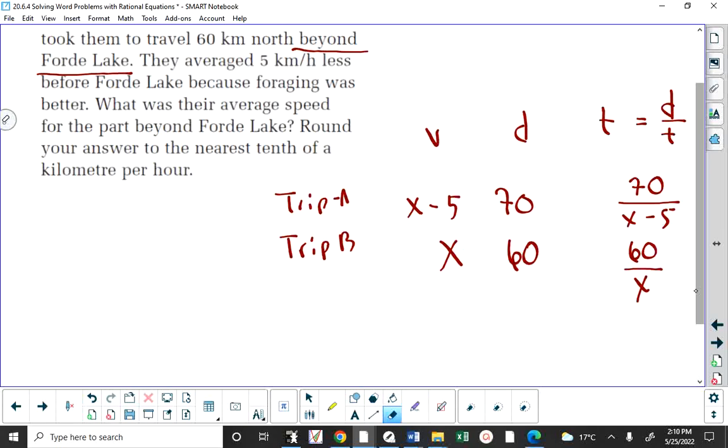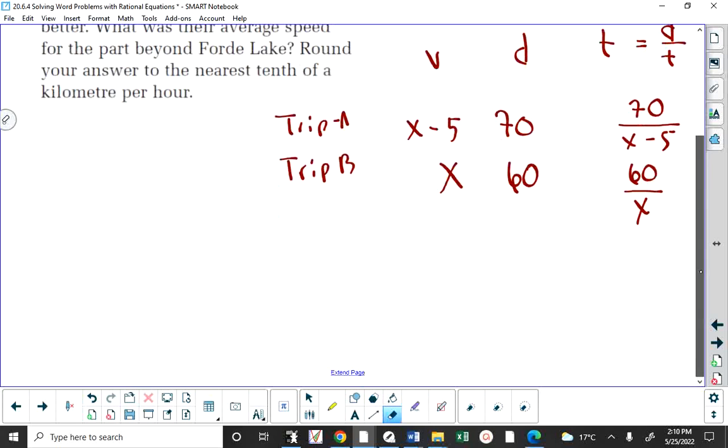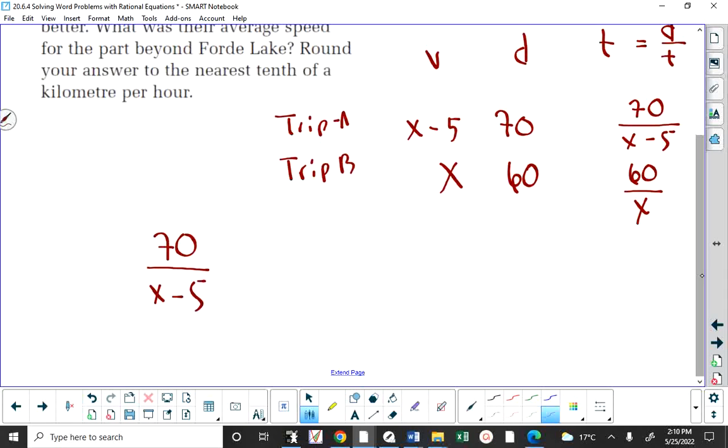Okay. So now the key to solving this problem, Sasha, is what do I do with this time of 70 over x minus 5 and this time of 60 over x? If the question said it took them the same time to travel the 70 kilometers as it did to travel the 60, I would just set them equal. I don't think it says that.